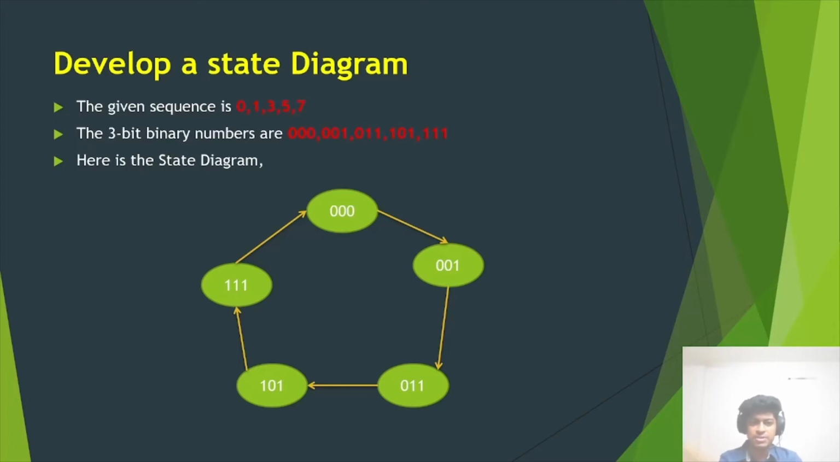So we have to convert the sequence numbers into binary numbers. Then we have to use those binary numbers as different states. Then we will design those from 0 to 7 in sequence, and then we will find this diagram. Now my next group mate will explain the next state table from this diagram. Thank you.